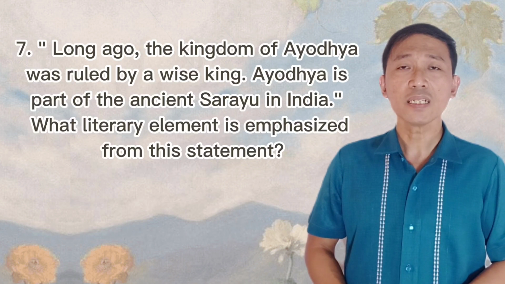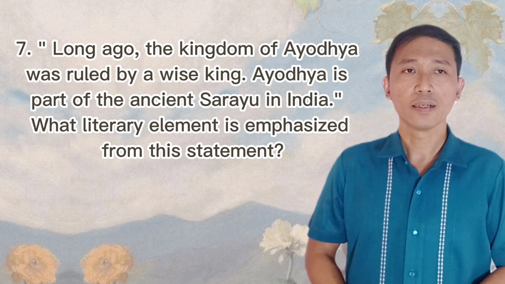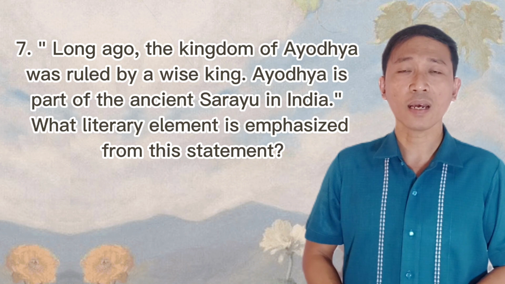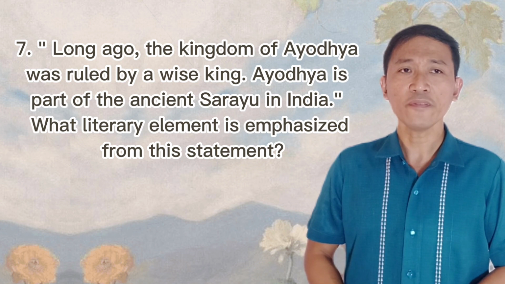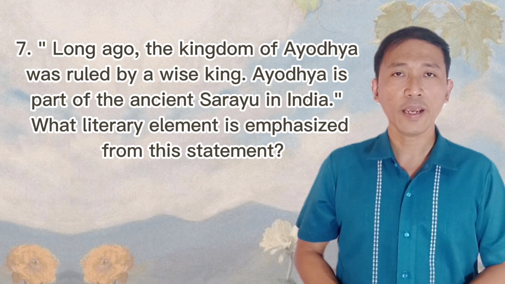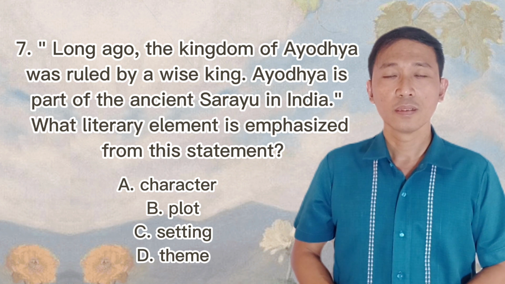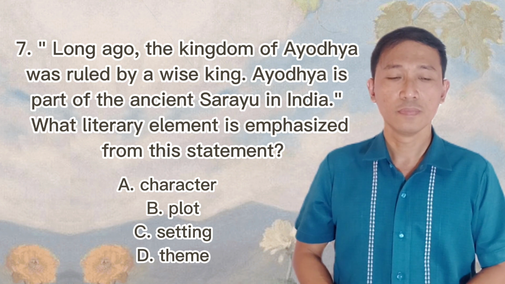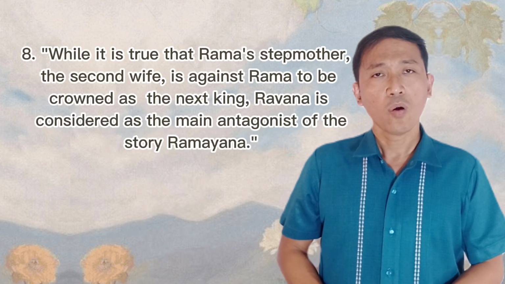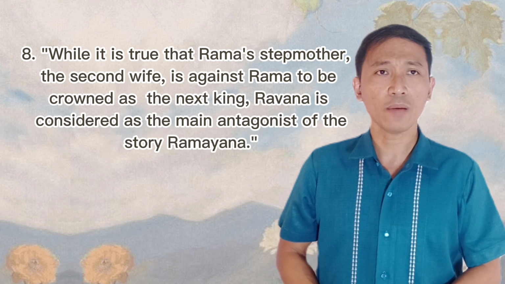Number 7. Long ago, the kingdom of Ayodhya was ruled by a wise king. Ayodhya is a part of the ancient Sarayu in India. What literary element is emphasized from this statement? A. Character. B. Plot. C. Setting. D. Theme.